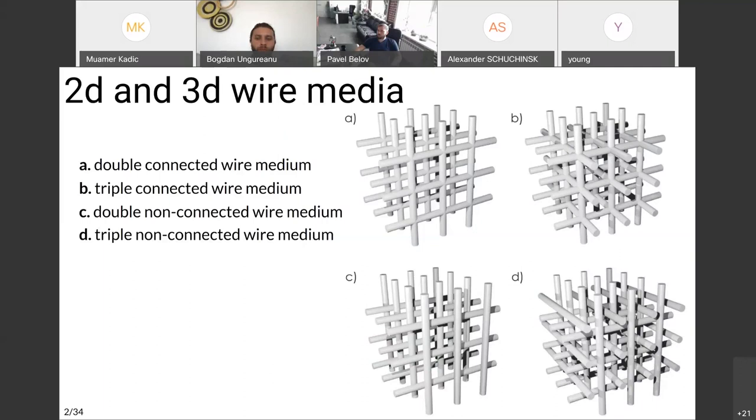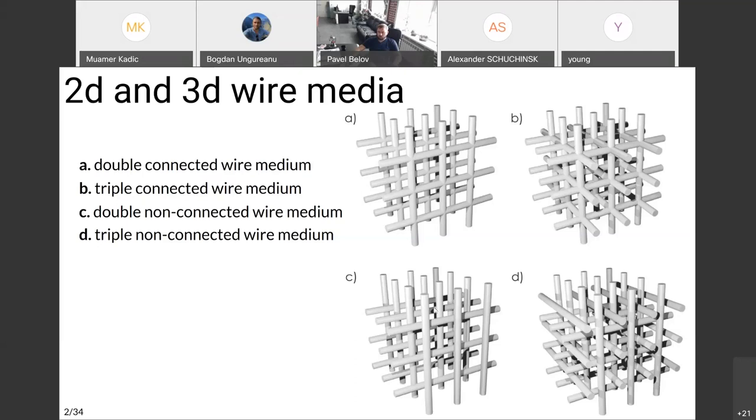Here, you can see that many groups separate the media into two classes, basically so-called connected wire media and non-connected wire media. Connected means that the wires which are directed in different directions, for example, along X and along Y, are electrically connected at the location where they cross each other. You can have double connected wire medium, you can have triple connected wire medium, depending on how many directions in which the wires can be oriented are present in the structure. Non-connected wire media are structures where there is no electrical connection between wires, but wires can still be directed along various directions. By the way, not necessarily along Cartesian coordinates X, Y, Z, can be also some other directions.